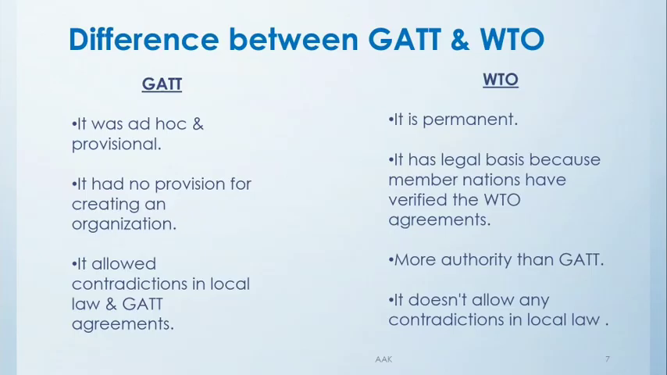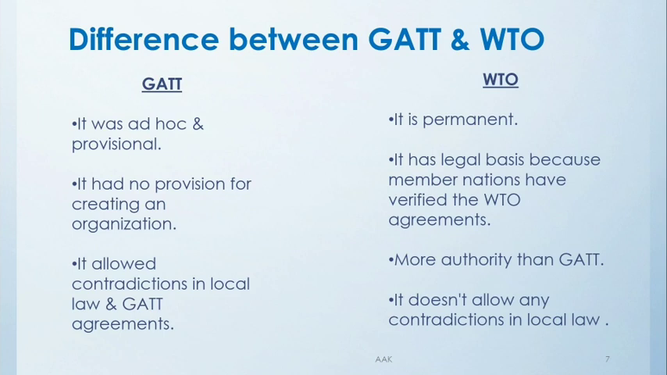After understanding the GATT and WTO concepts, now we need to understand the differences between GATT and WTO. First of all, GATT is not an organization whereas WTO is an organization, and GATT is an agreement. WTO is an organization which includes a lot of agreements regarding international trade. GATT was established on a provisional basis, but WTO is a permanent organization to look after international trade.